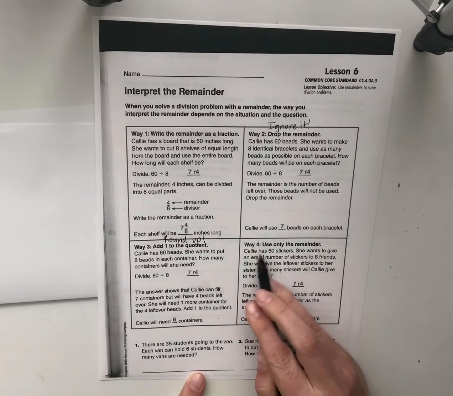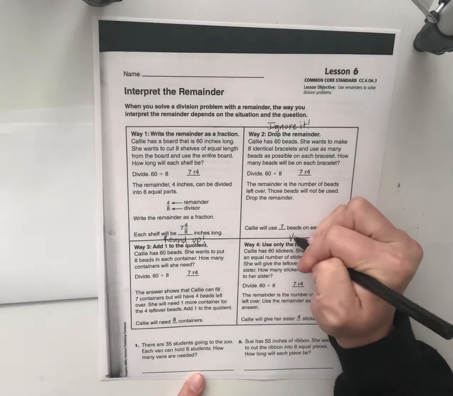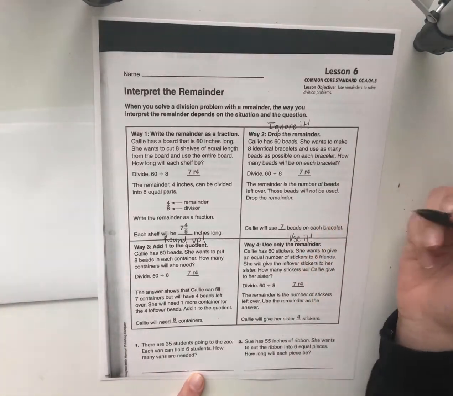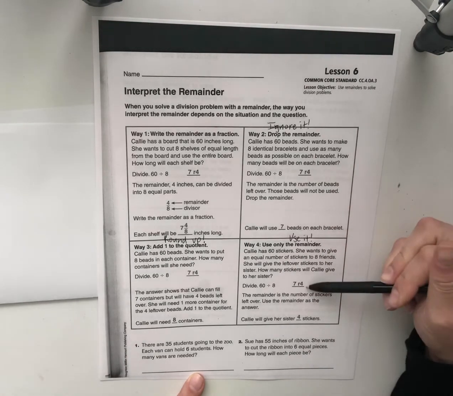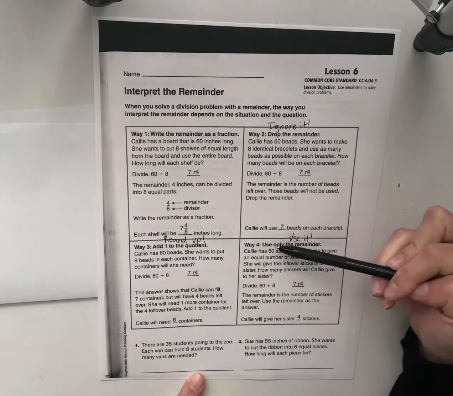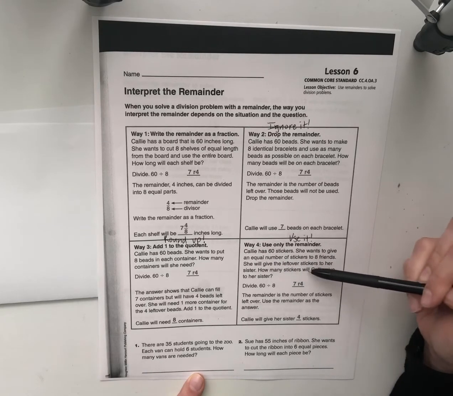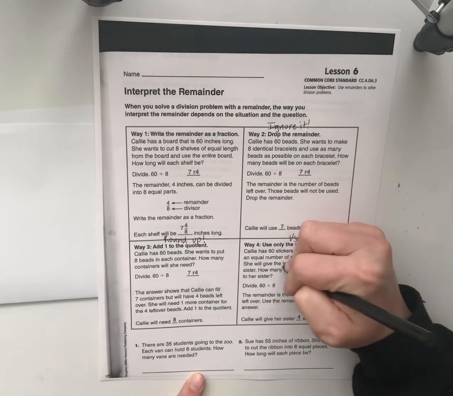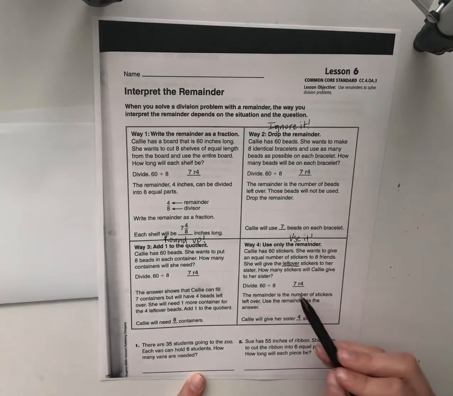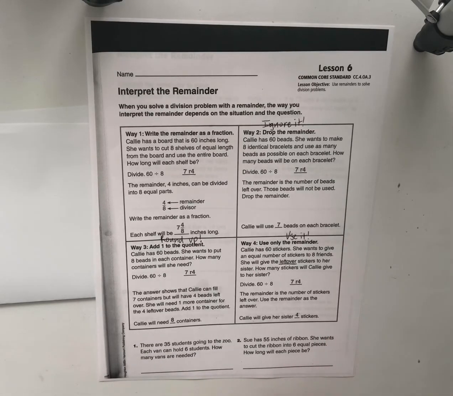And then the last way is use only the remainder. So this is when we use it. We drop the first part, the quotient, and we just use the remainder. Callie has 60 stickers. She wants to give an equal number of stickers to 8 friends. She will give the leftover stickers to her sister. How many stickers will Callie give to her sister? Well, she's giving the leftover. Remember, leftover is our key word here. So we drop out that 7, and it is 4.